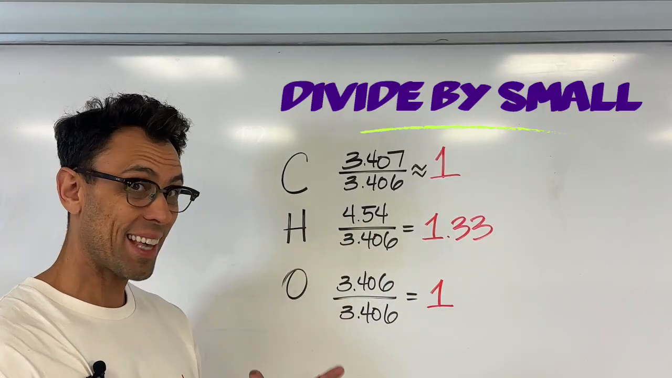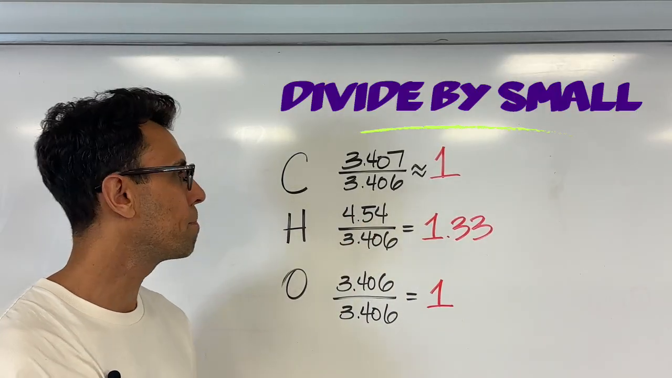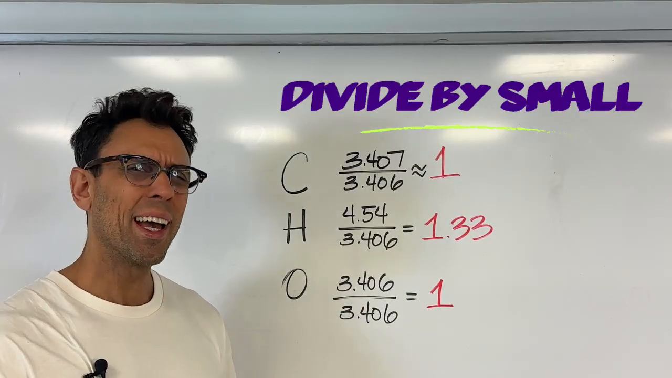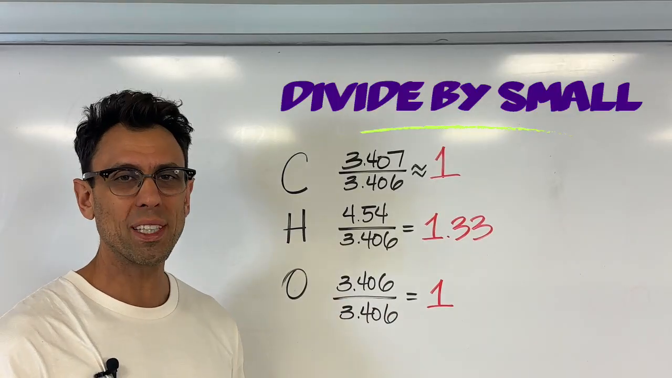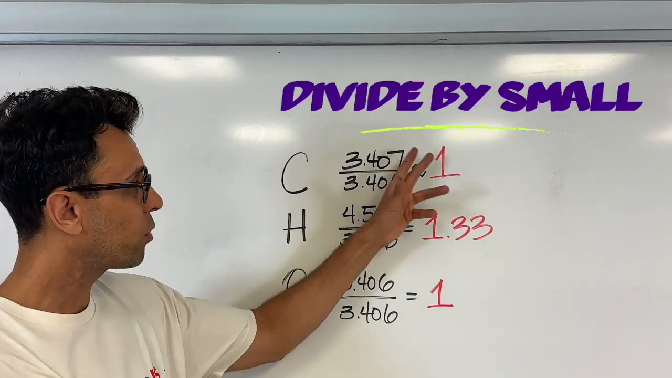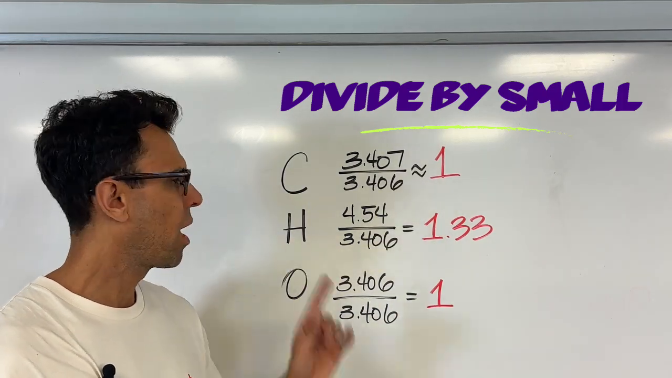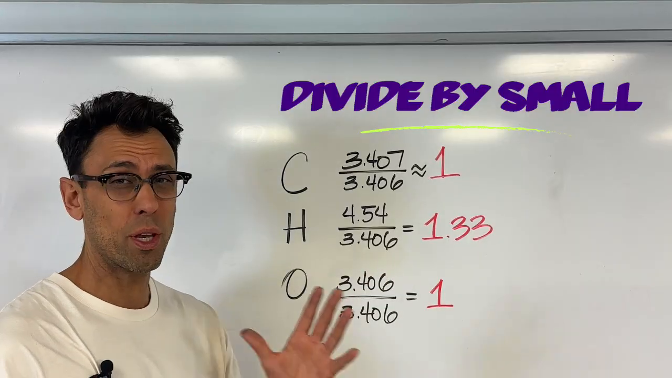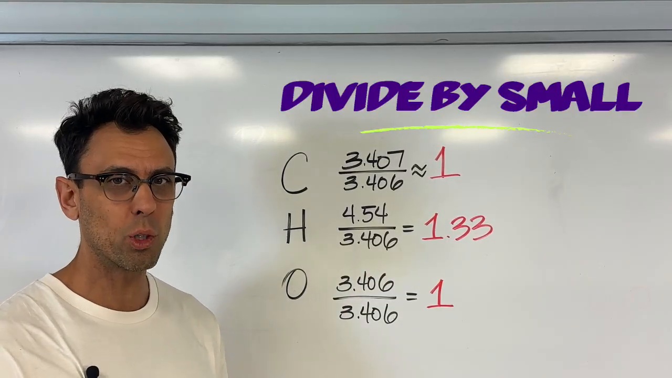4.54 divided by that same smallest number, 3.406, gives us 1.33. And 3.407 divided by 3.406 gives us a number that's incredibly close to 1, and so we're just going to leave it as 1. Now, as you can see here, we've gotten rid of 2 of the decimals with regard to carbon and oxygen, but the hydrogen is a bit stubborn, and we still have a 1.33, which we're not allowed to put in a molecular or empirical formula.